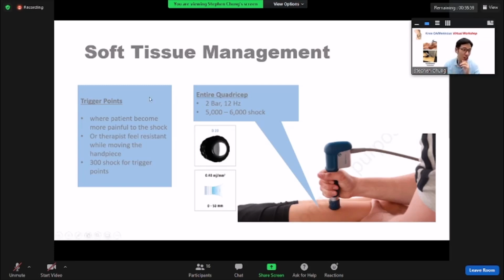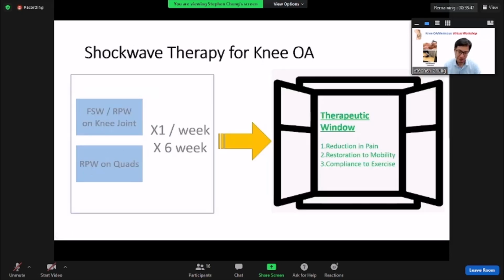And also, during the treatment, we move along the handpiece and try to identify any potential trigger points, and we want to target them with another 300 shots for those trigger points.